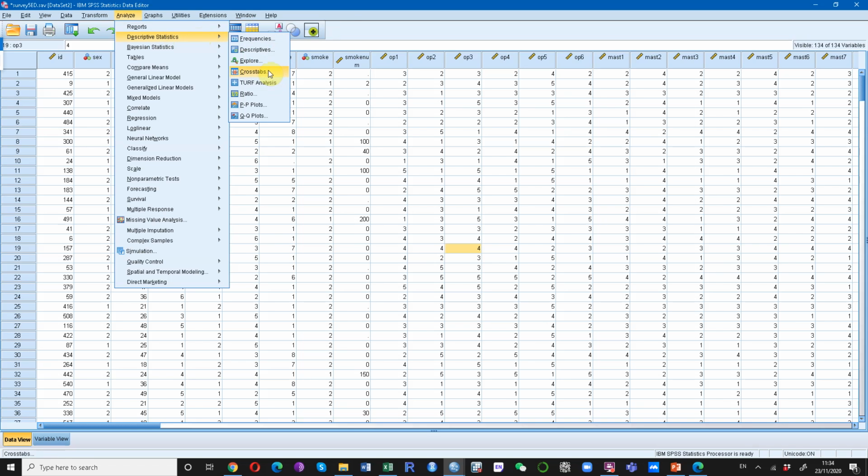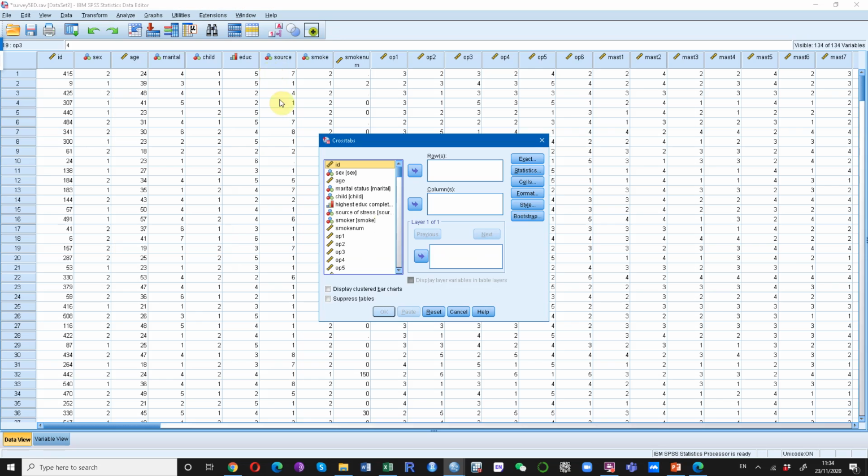Go to Crosstabs. What are crosstabs? Crosstabs are basically comparing the overlapping samples or cases when you compare two categorical variables. For example, if you compare gender and smoking, non-smoking, then you have a certain number of female smokers, a certain number of male smokers, and a certain number of female non-smokers, a certain number of male non-smokers, and that number is the crosstab.